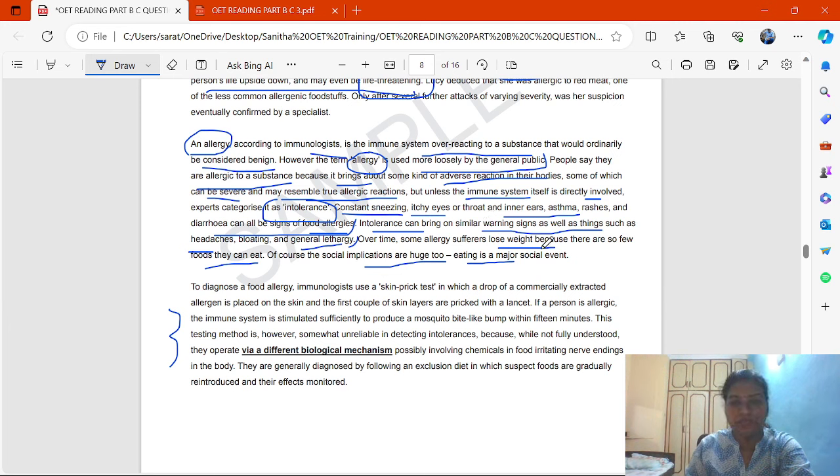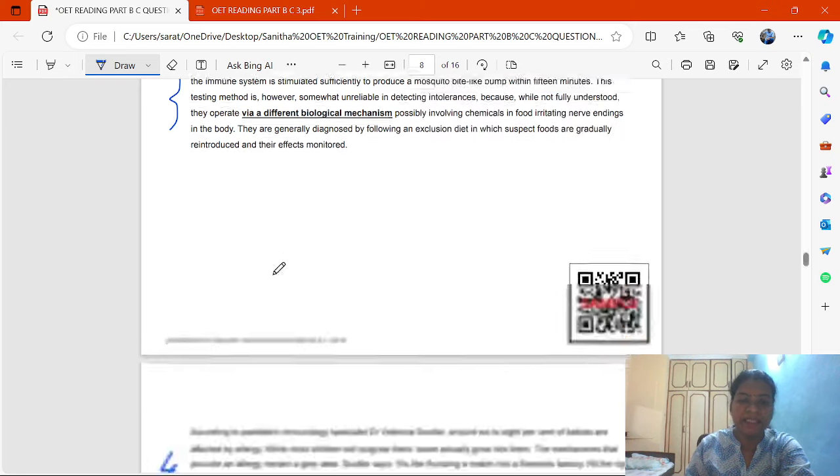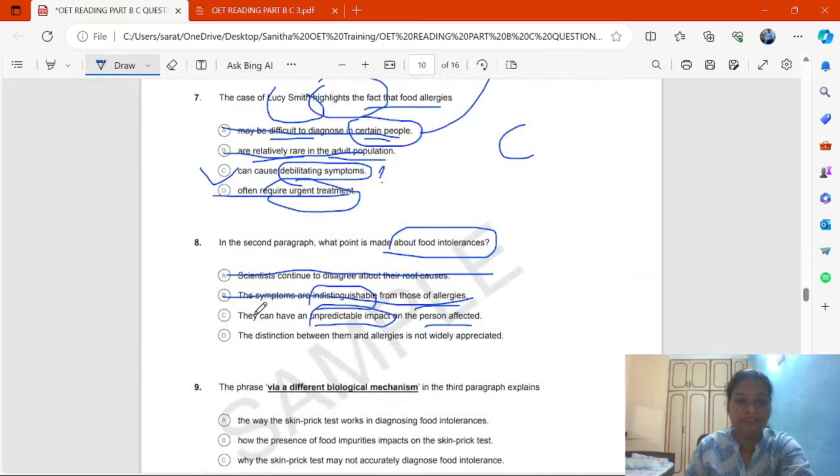Some allergy sufferers lose weight because there are few foods they can eat. But it is not mentioned anywhere. So eliminate this option. Use the elimination technique.